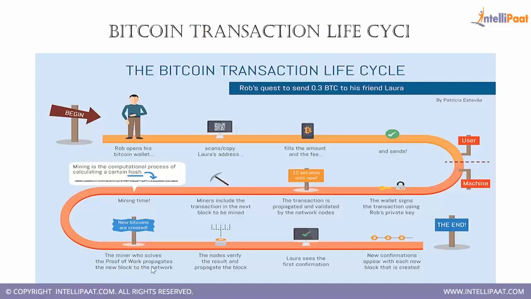The miner who solves the proof of work propagates the new block to the network, and the nodes verify the result and propagate the block. Laura sees the first confirmation, and new confirmations appear with each new block that is created on the ledger.